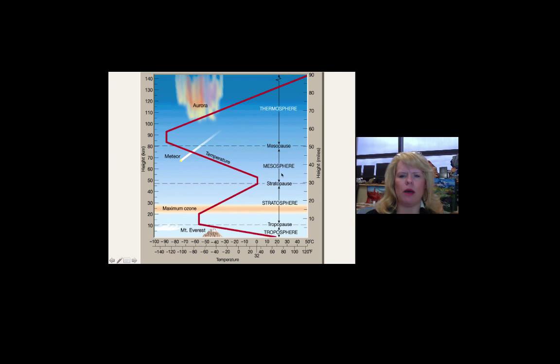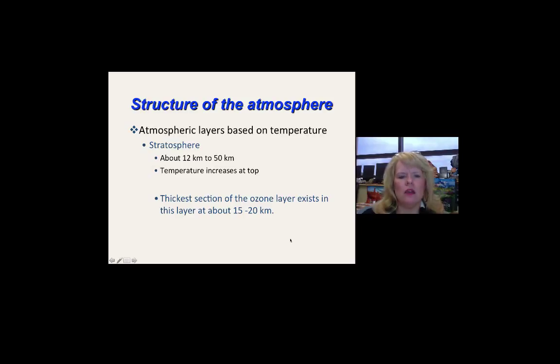So we're going to be learning about all of these parts of the atmosphere right now. The stratosphere sits between 12 and 50 kilometers, and in that 12 to 50 kilometers above the Earth's surface is where the most important layer that protects us from ultraviolet radiation exists, and that's the ozone layer. And that's sitting somewhere between 15 and 20 kilometers.